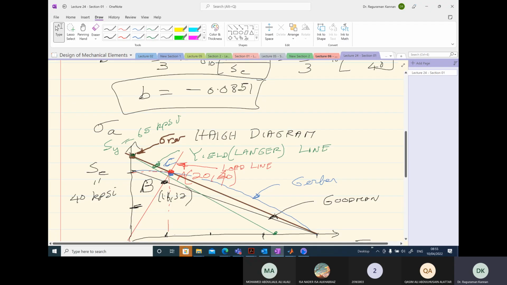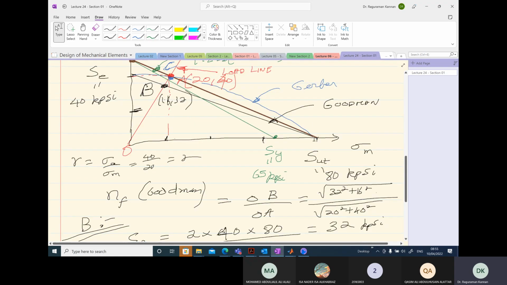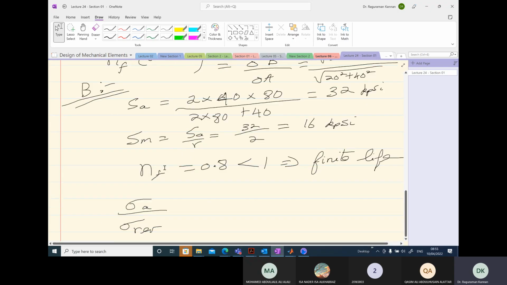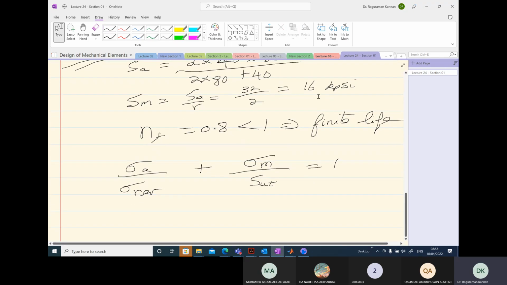The equation of the line is produced by the intercepts here and here. At this point it is Sut. At this point the intercept is sigma reversible. So I'm going to write it as sigma a over sigma reversible plus sigma mean over Sut must be equal to 1. Sigma a and m values are known. Sigma a is 40. Sigma reversible is unknown. Sigma mean value is given as 20.